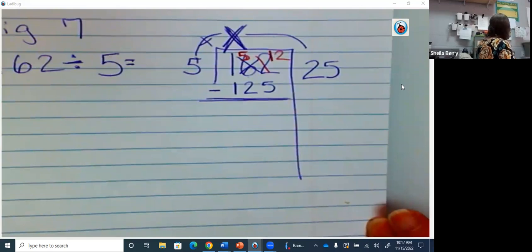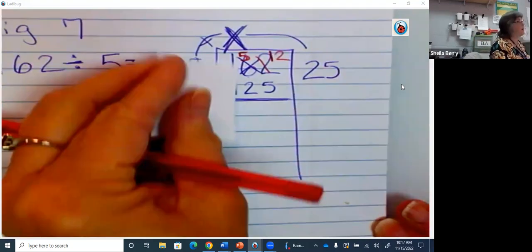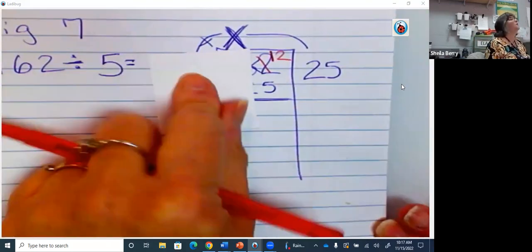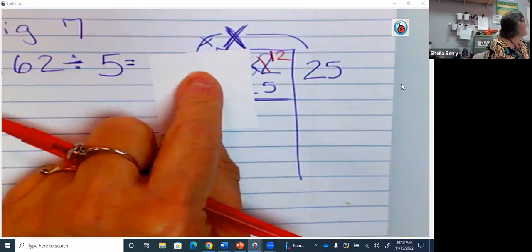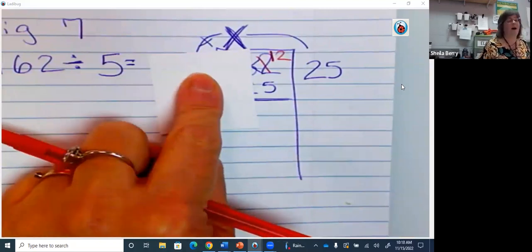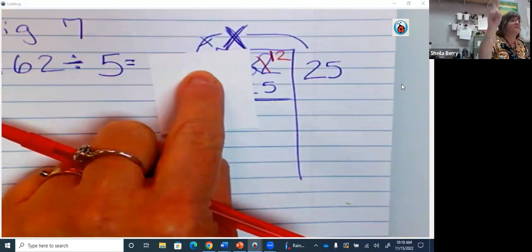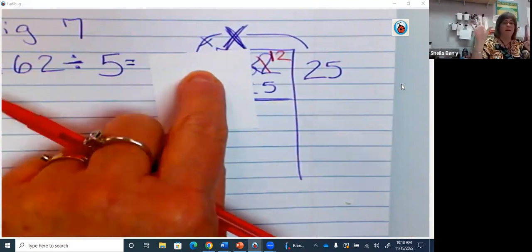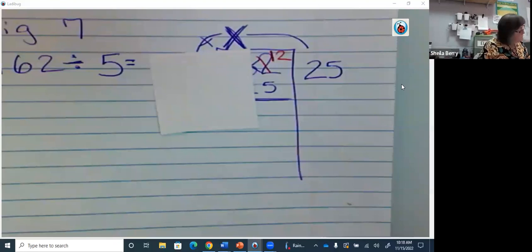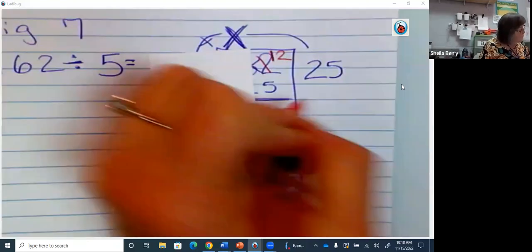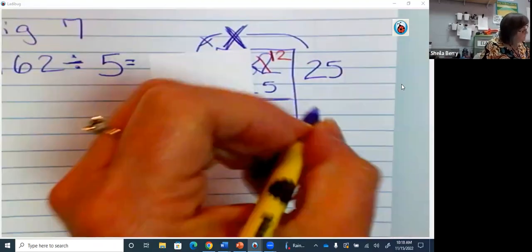I always like to cover up, except what I'm working on. So 12 minus 5. I don't have 12 fingers, so what do I need to do? Count up, put 5 in our head and count up to 12. 5, 6, 7, 8, 9, 10, 11, 12. How many is that? Oh, so I know that 12 minus 5 is 7.